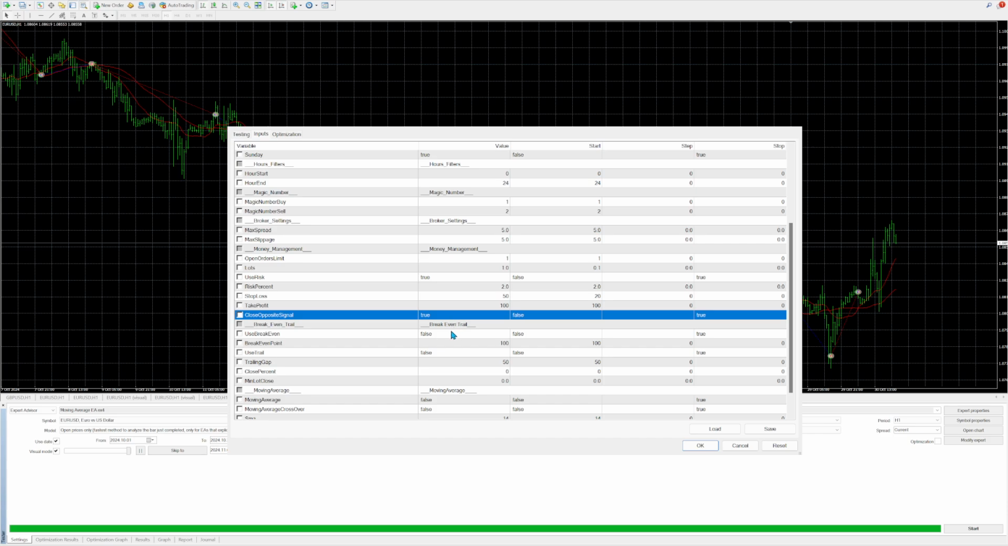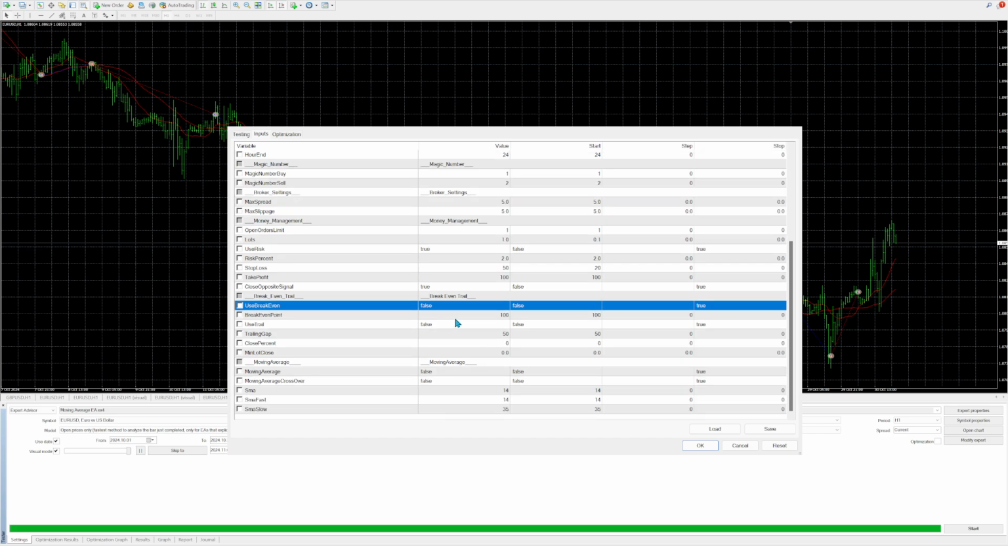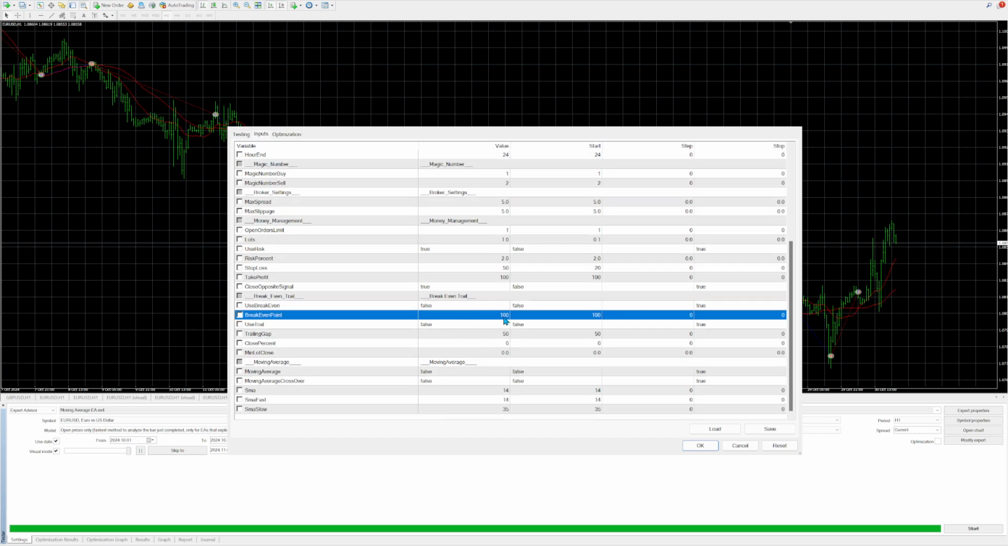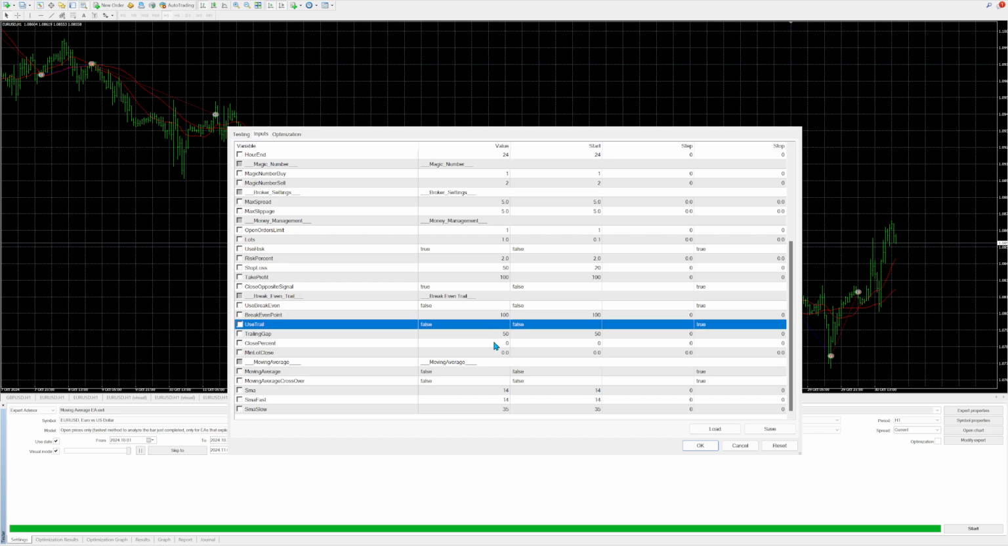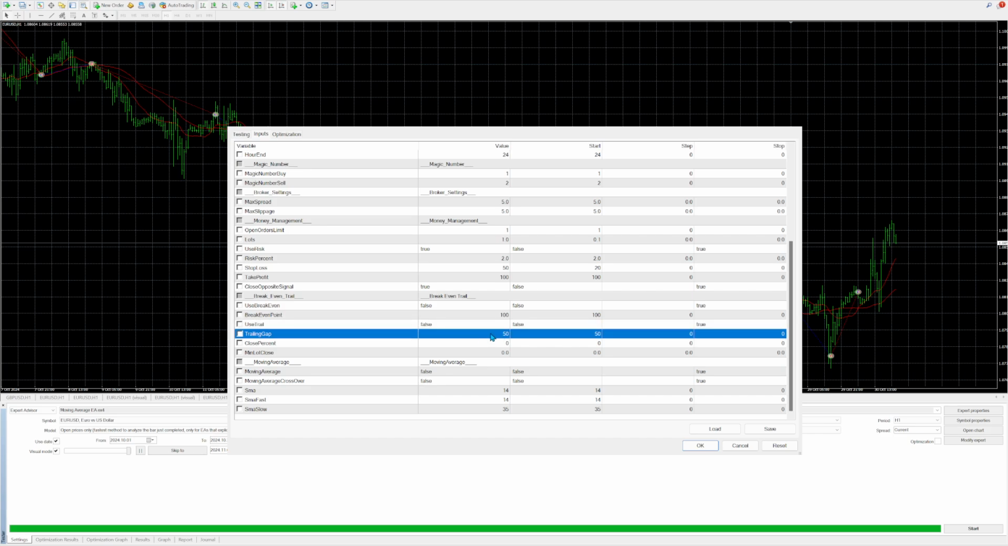Okay, break even and trailing stop. Break even, if set to true, when the profit reaches this number in pips, the EA will move the stop loss to break even. And then if you have trailing stop set to true, it will trail the order by this number of pips. The stop loss, okay, will trail the order by this number of pips.